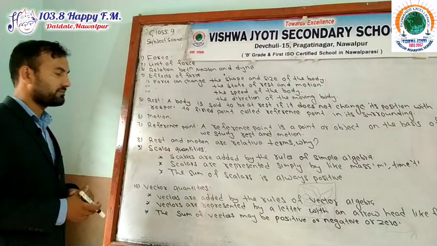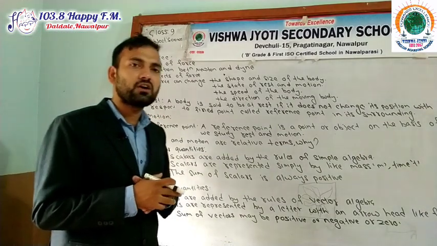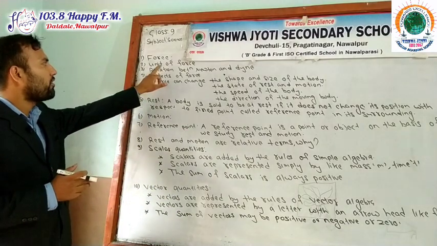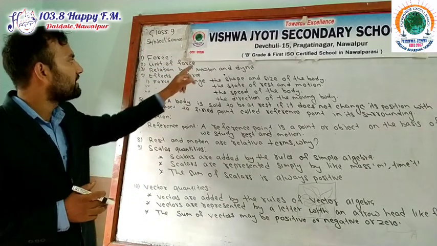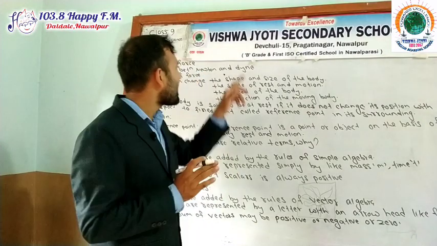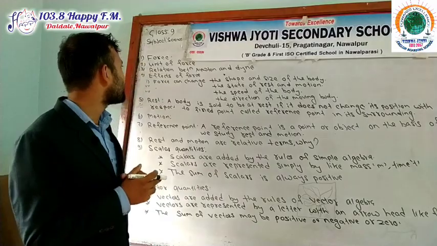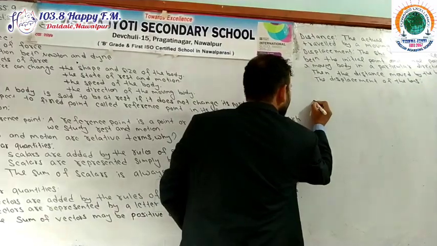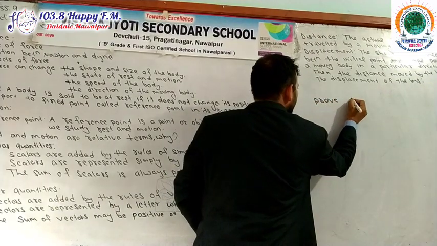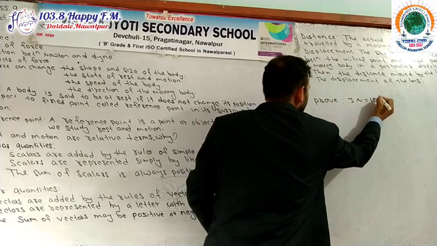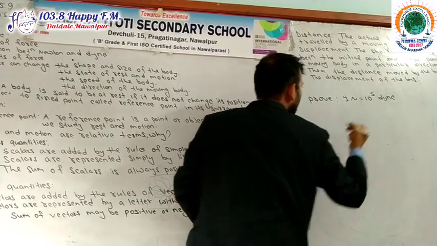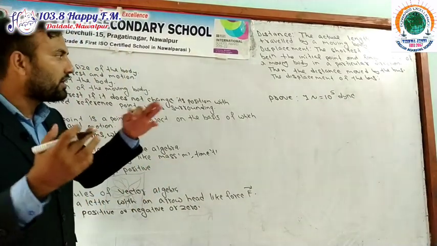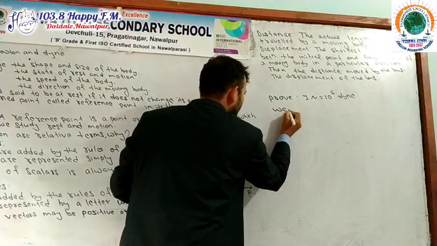1 Newton equals 10 to the power 5 dyne. What is the relation between Newton and dyne? Newton is the SI unit of force and dyne is the CGS unit of force. Prove that 1 Newton equals 10 to the power 5 dyne, or show the relation between Newton and dyne.